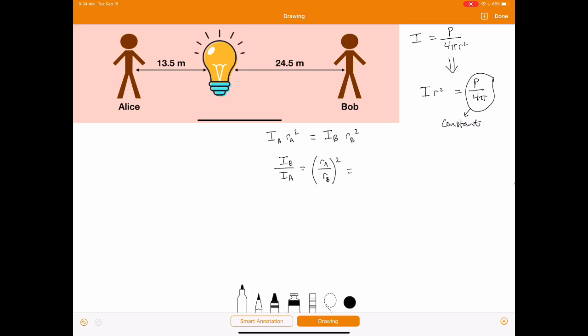And we could put a number to this because the distance for Alice, r_A, is 13.5 meters, and r_B, Bob's distance away from the source, is 24.5 meters. So we have 13.5 over 24.5 squared. And this works out to 0.3036, keep 3 sig figs, 0.304. That's the ratio. So Bob is only receiving about 30% of the intensity that Alice is receiving.